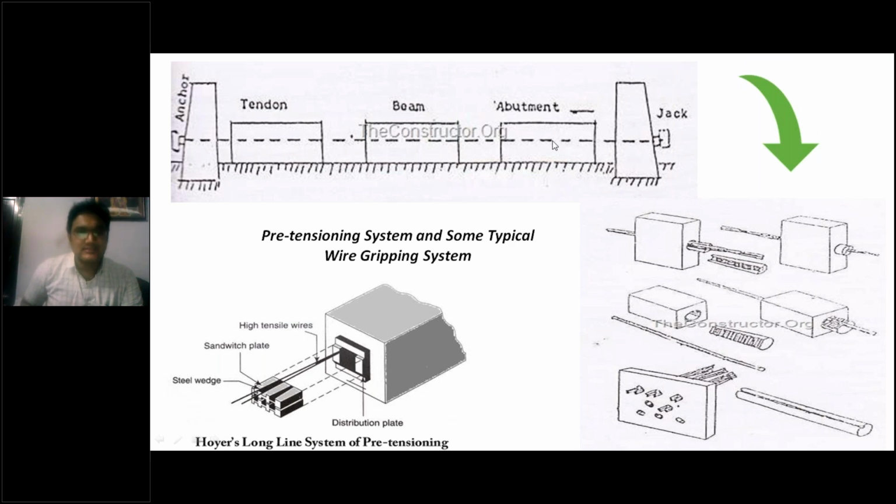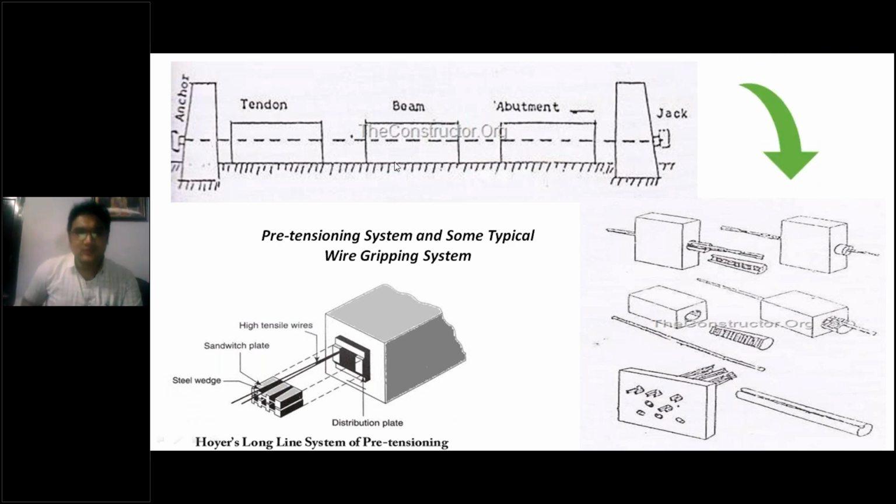This dotted line is called the tendon. These 3 elements are called beams, and this is an abutment. At one abutment, the strand or tendon is going to be anchored. One end is fixed, it is anchored here. This end is free. At this end we are going to apply hydraulic pressure to pull the strand, pull the tendon, or to stretch the tendon.